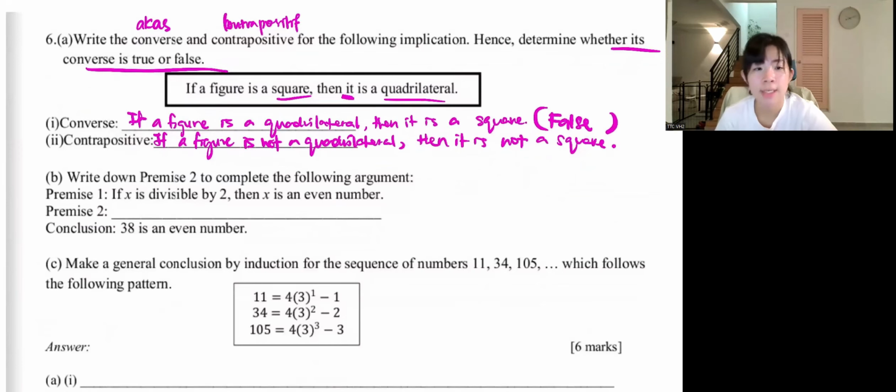Okay, next. Write down premise 2 to complete the following argument. Okay, what is premise 2? Premise 1 says if x is divisible by 2, then x is an even number. 38 is an even number. This one is type number 2. Type number 2 means they just follow the first premise: if premise one says "is", the conclusion is also "is". If premise one says "is" and the conclusion says "is not", that will be type number 3. So this one is type number 2.